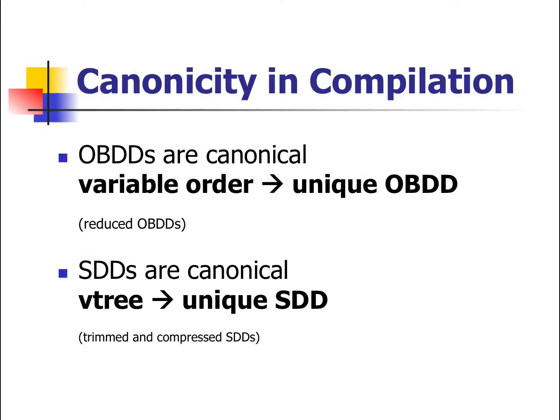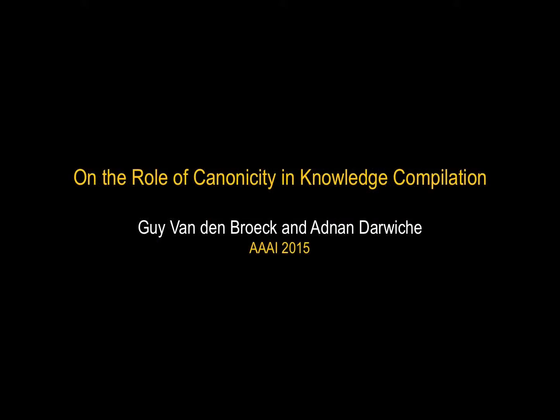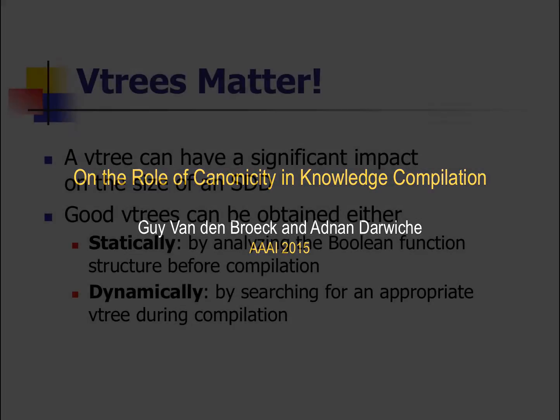And once more here, for SDDs to be canonical, they have to satisfy some other properties, and in this case, they're trimmed and compressed SDDs. If you want to read more about canonicity and its role in knowledge compilation, you can consult this particular paper, which appeared in AAAI in 2015. So let me now go to the important topic of choosing a Vtree.